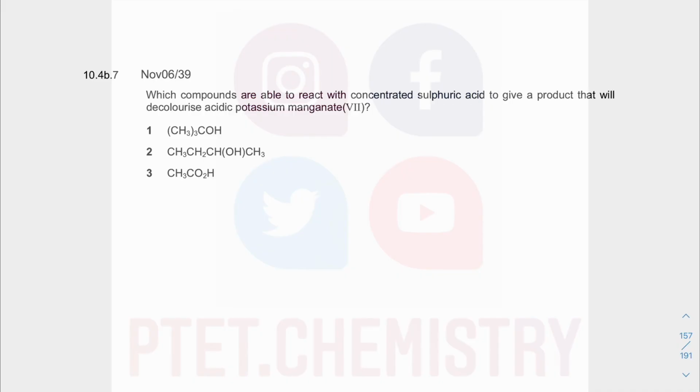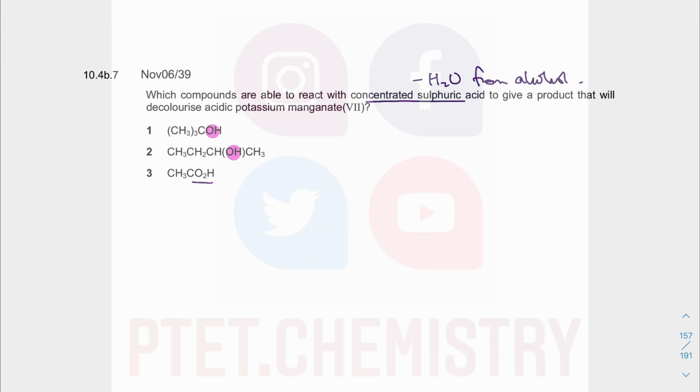So next bit, we have which compounds are able to react with concentrated sulfuric acid to give a product that will decolorize acidic manganese 7. So each of these is an alcohol. Well, this is a carboxylic acid. The next one is a carboxylic acid. So the carboxylic acid doesn't get dehydrated with concentrated sulfuric acid. So that is just minus H2O from alcohol.